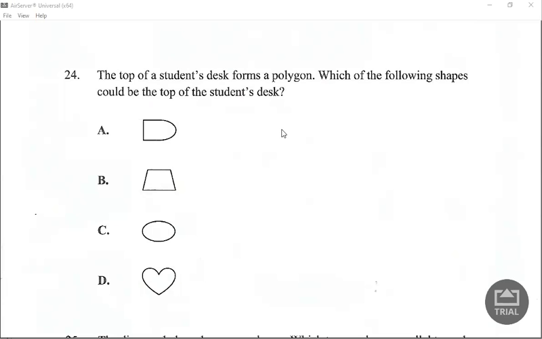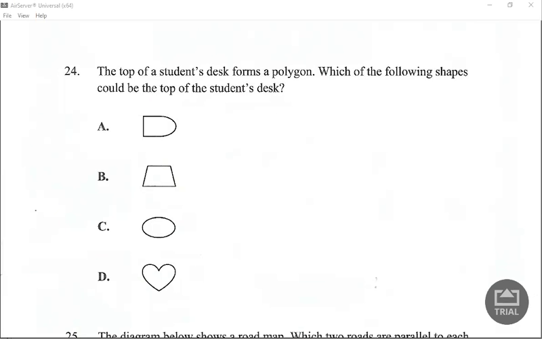Alright guys, let's look at 24. The top of a student's desk forms a polygon. Which of the following shapes could be the top of the student's desk? Alright, this is not a polygon. This. Alright, so that's it.